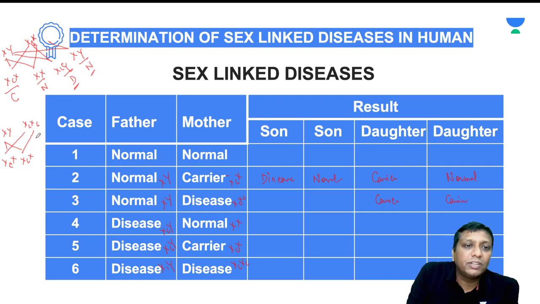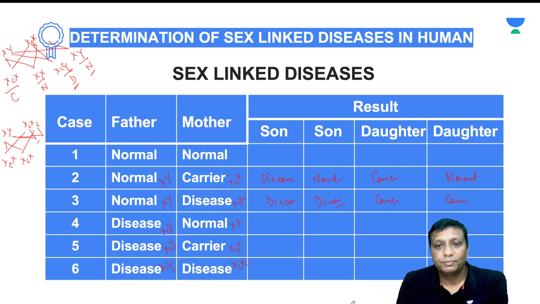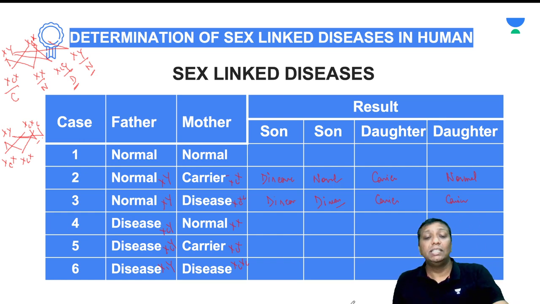And what about the son? XCY, XCY. XCY means disease son. So in this case, if a son is born, they will have 100% disease. Everybody knows, they will have the disease 100%.